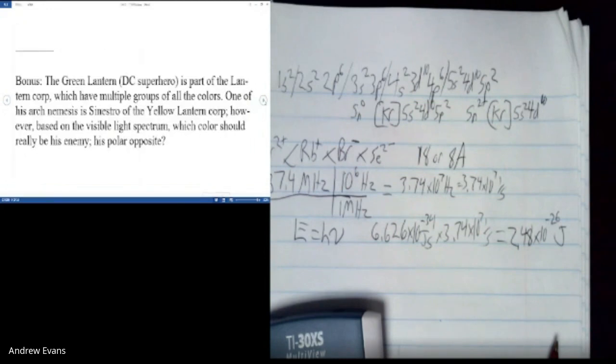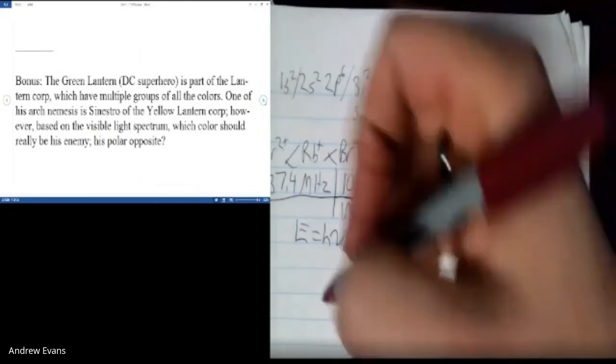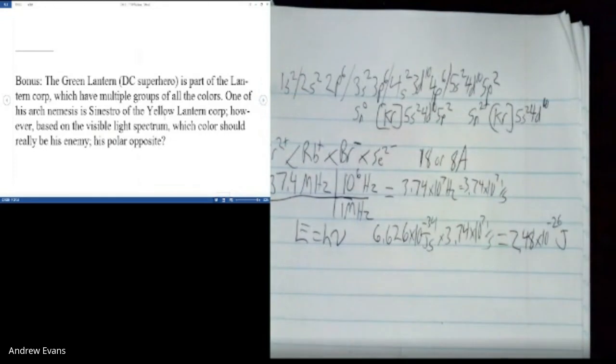Bonus. Green Lantern, DC superhero, is part of the Lantern Corps, which has multiple groups of all the colors. One of the arch nemeses, Sinestro, is of the Yellow Lantern Corps. However, based on the visible light spectrum, which colors should really be his enemy? His polar opposite. What we had to do was think of our lab. Our lab said our ROY G. BIV spectrum.